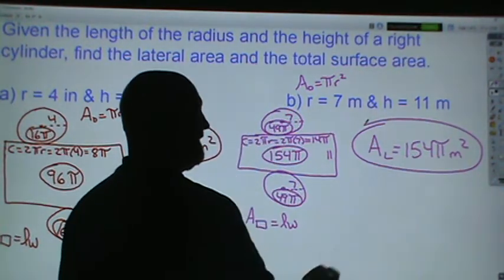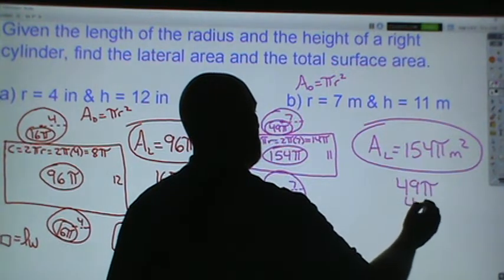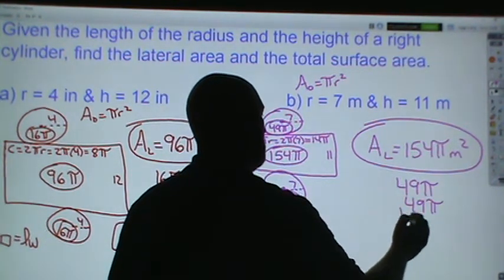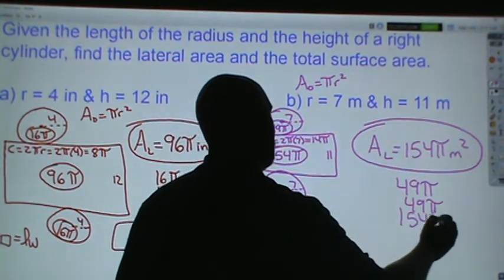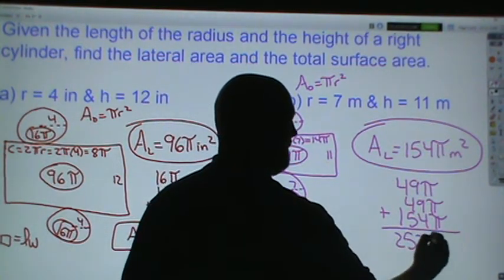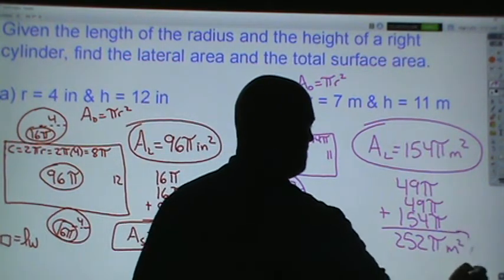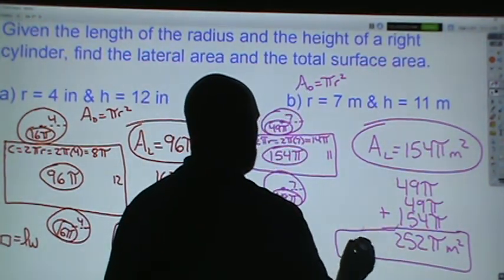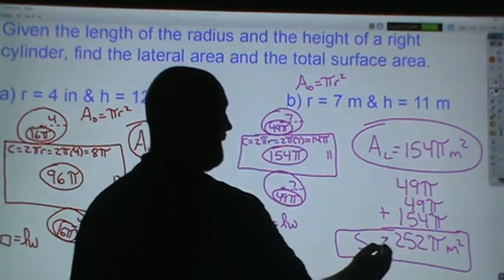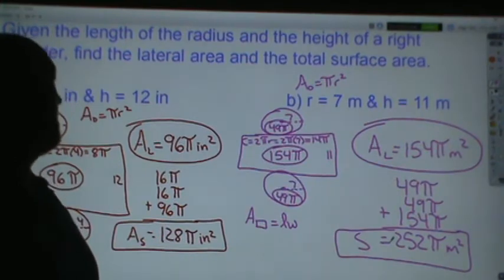For the total surface area, I have to add up all the areas. So I have 49 pi, and 154 pi. When I add those together, I get 252 pi. And my unit with that is meters squared, because it's an area. In this case, it's a surface area, which you can write as a capital S. So my surface area is 252 pi meters squared.